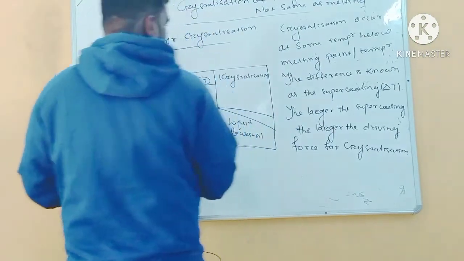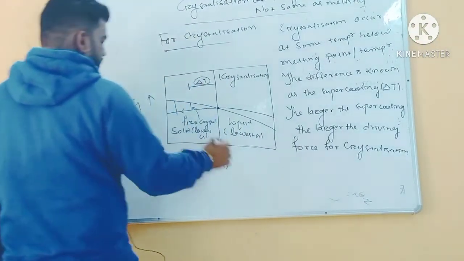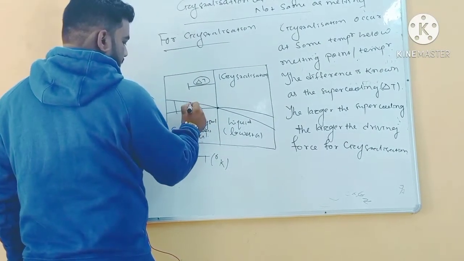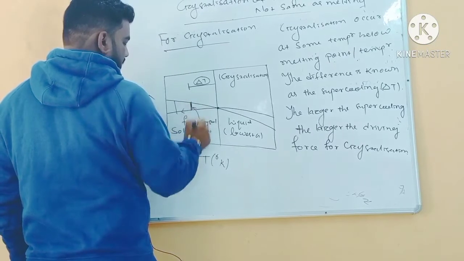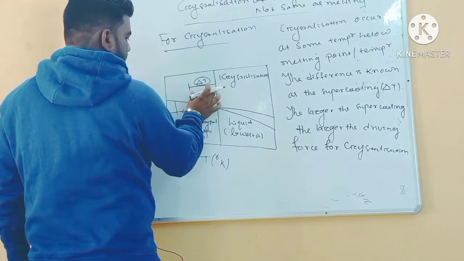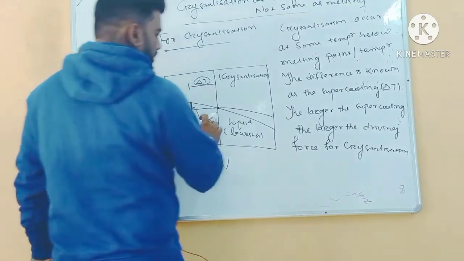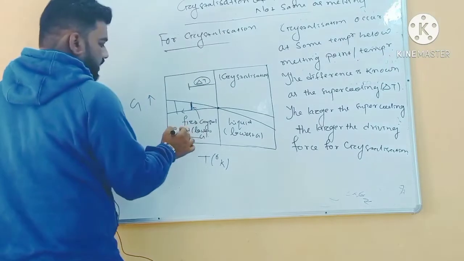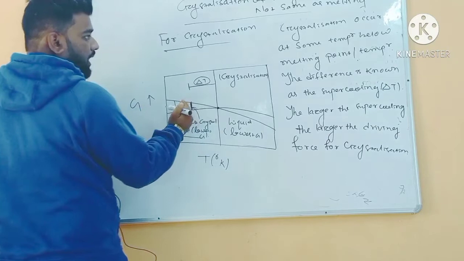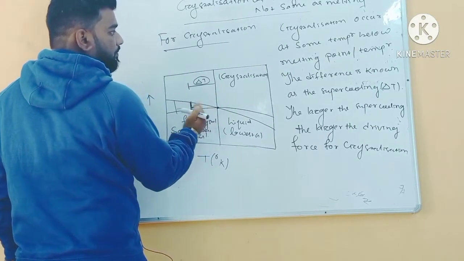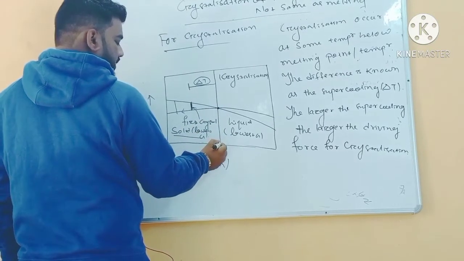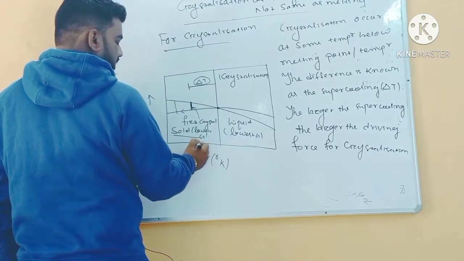Now for crystallization, look at the illustration. This is the temperature, this is the Gibbs free energy. The curve will look like this, and here at this point the first crystal will appear, having the solid lowest G, and this amount of temperature is del T, and this liquid is here. So look, the crystallization is occurring below the melting point. This is the melting point temperature, and the crystallization occurs here.